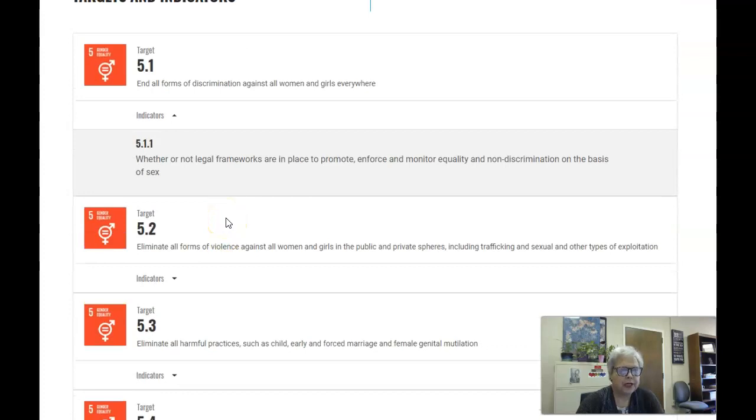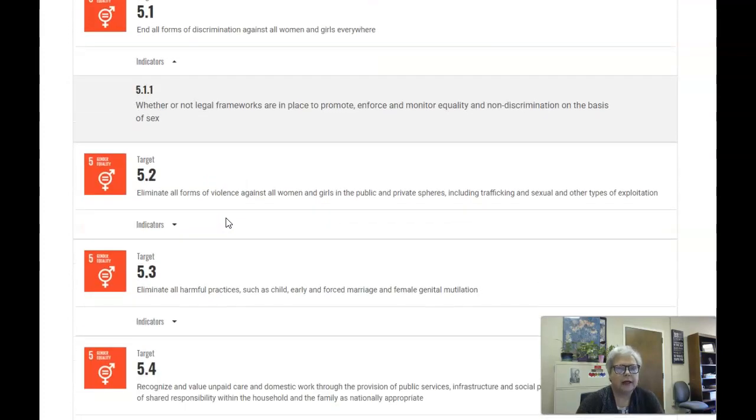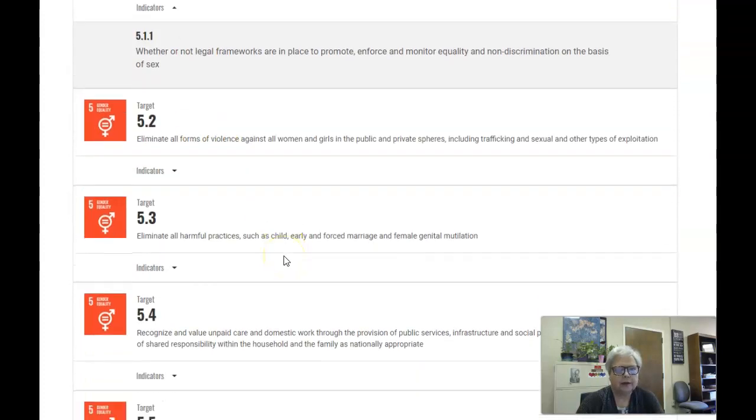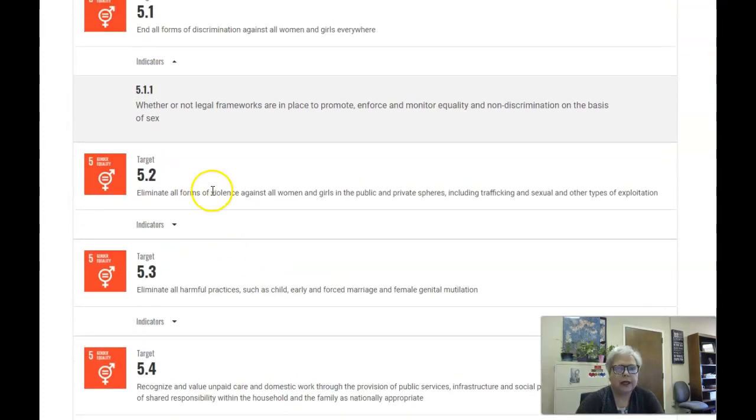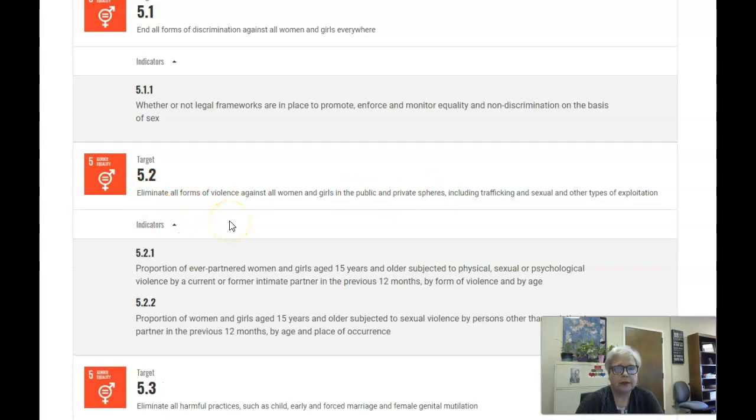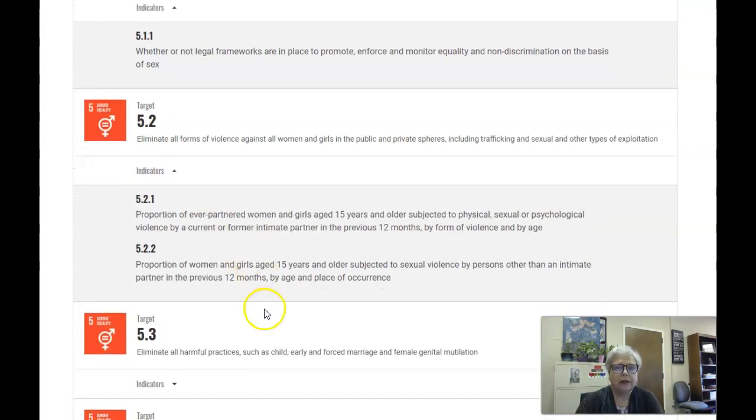You're going to choose 3 of these targets, and it doesn't have to be the first 3, but you're just going to find 3. Eliminate all forms of violence against all women and girls in the public and private spheres, including trafficking and sexual and other types of exploitation. So I think that's a good thing that you can look for, because there are all kinds of programs out there to prevent violence against women, and particularly to try to end trafficking of women and girls.